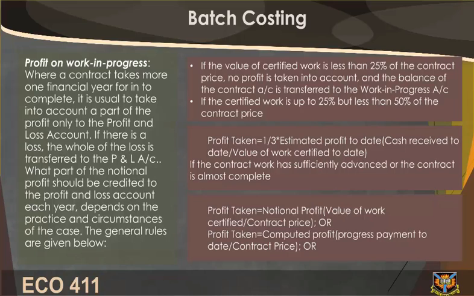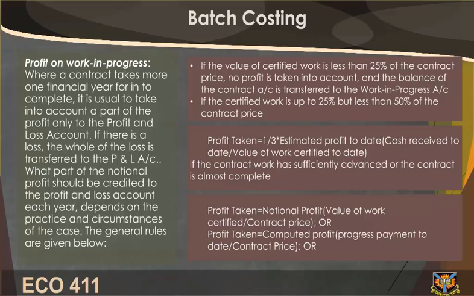What part of the notional profit should be credited to the profit and loss account each year depends on the practice and circumstances of the case. The general rules are given below. If the value of certified work is less than 25% of the contract price, no profit is taken into account, and the balance of the contract account is transferred to the work in process account. If the certified work is up to 25% but less than 50% of the contract price, profit taken is equal to 1/3 of estimated profit to date.